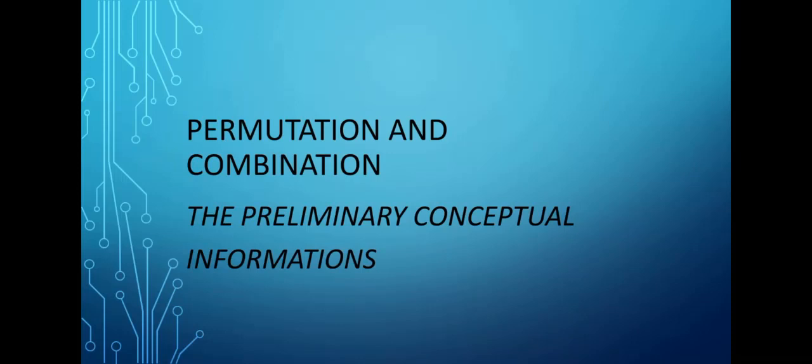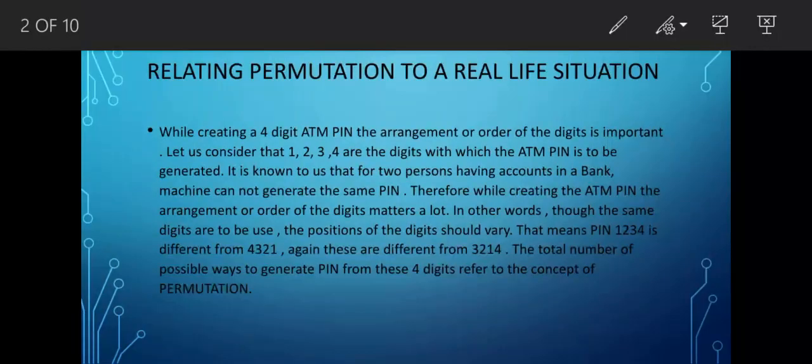In mathematics, there should always be some accurate answer for every why and how. If we gradually step into this field of permutation and combination, relating this to the practical situations, then it will be easier for us to evaluate every how and why. So let us begin. Now let us relate permutation to a real life situation.